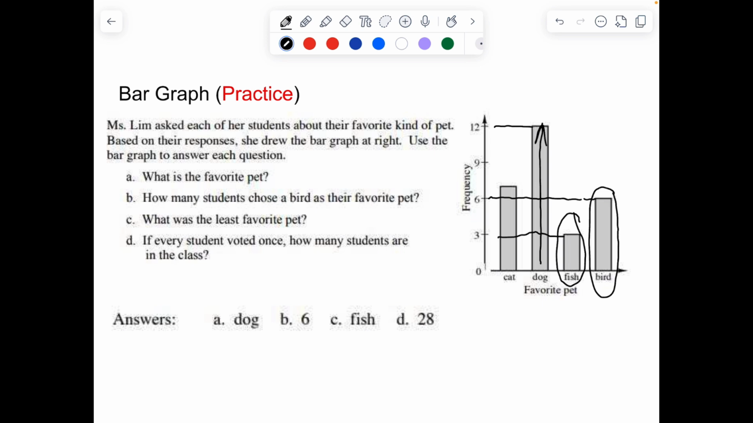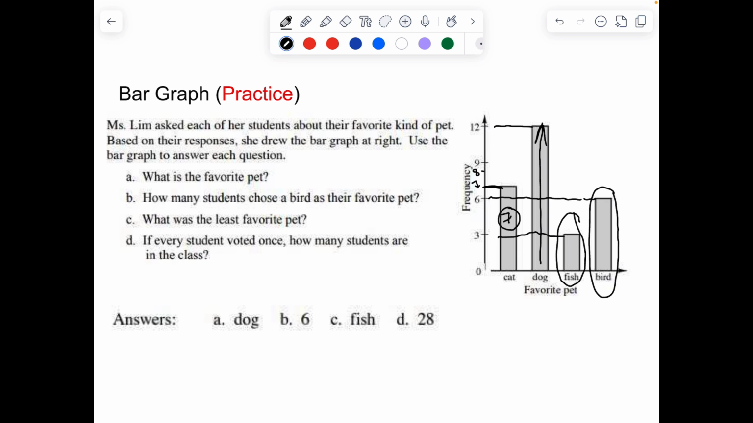Okay, and then finally, if every student voted once, how many students are in the class? So all we have to do here is just figure out how many people voted for each pet and then add them up. Okay, so if we look at the cat, that is between a frequency of 6 and 9, but it's closer to the 6 than it is to the 9, so it would be 7. As opposed to if it were up here, it would be 8.